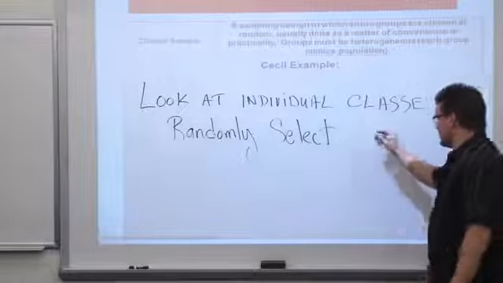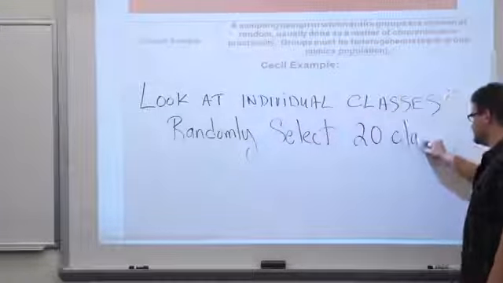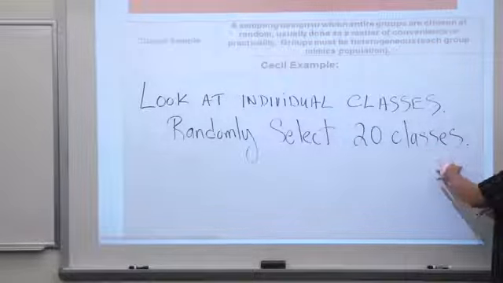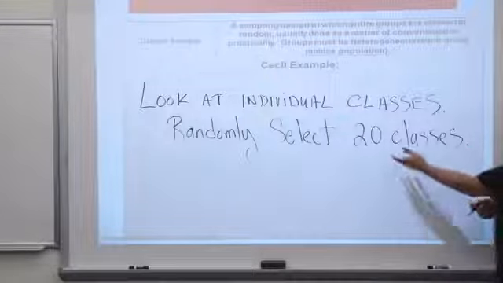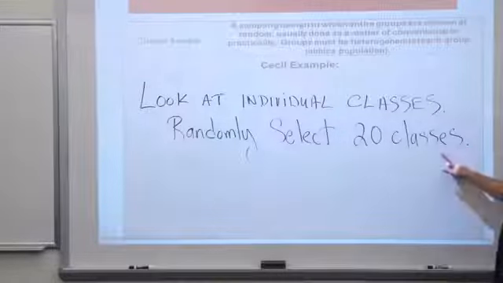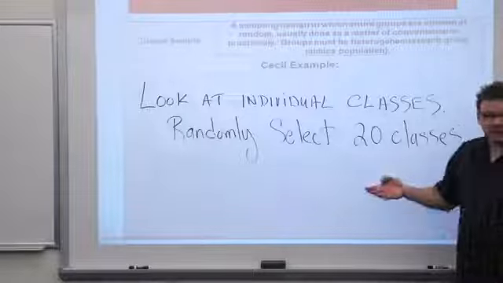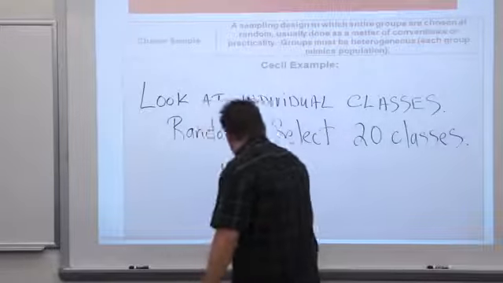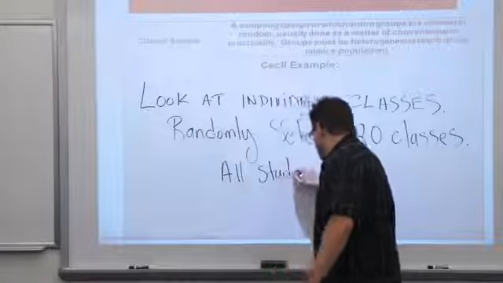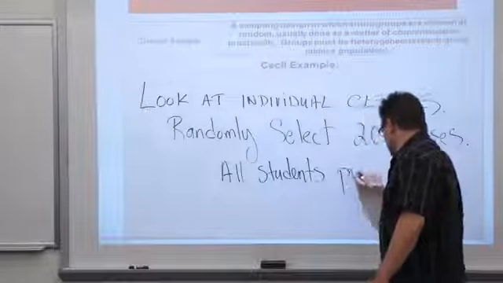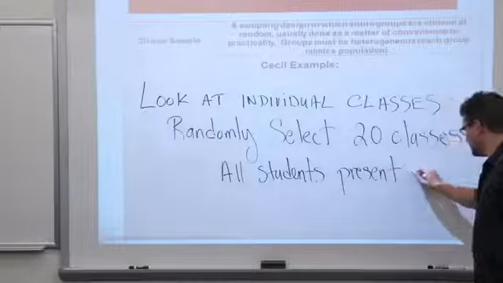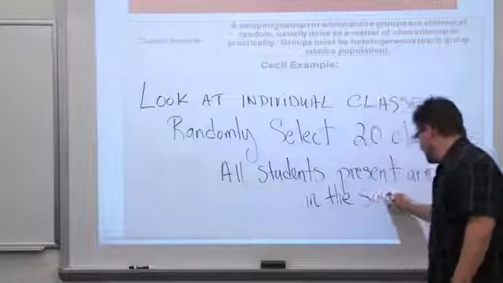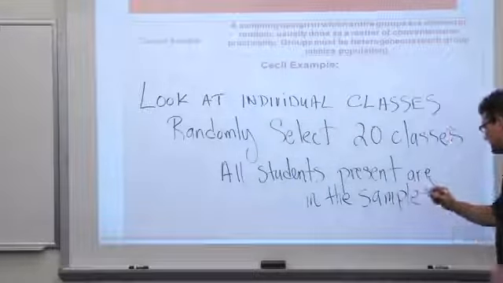Randomly select, oh, say 20 classes. These are called the clusters. I'm breaking up my population into groups. The groups are called clusters. And once the classes are picked, we just show up and whoever's there that day are part of the sample. Right? All students present are in the sample.